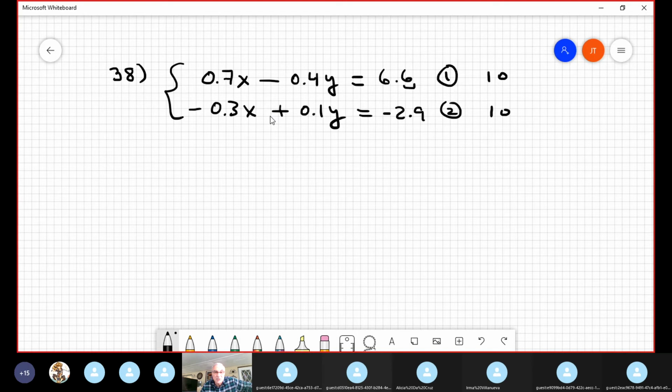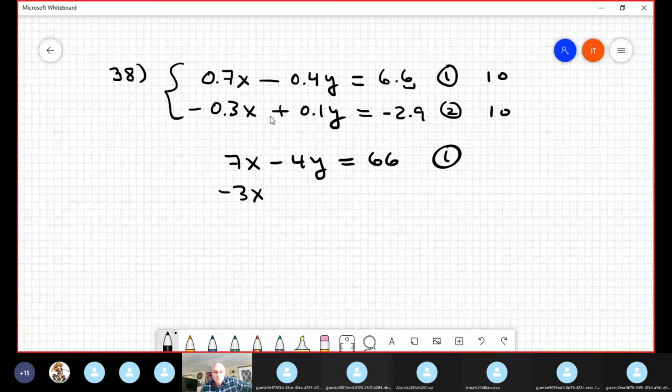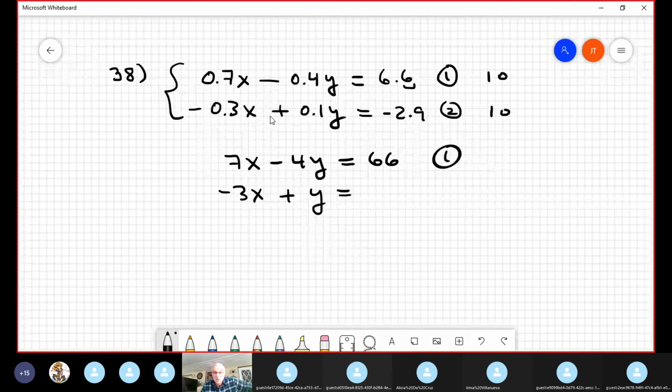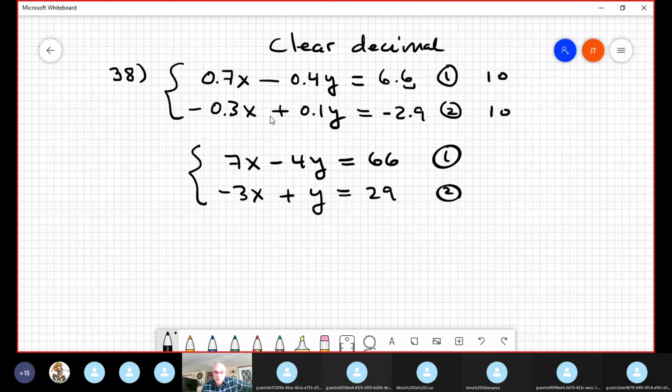And 10 has 1 zero, so 7x minus 4y equals 66. And this is my new equation 1. And minus 3x plus y, because 0.1 times 10 is 1, equal 29. And this is my equation 2. And this is my new system without decimal. Okay, entonces, clear decimal always. Multiplication by a number ending in 0: 10, 100, or 1,000, or 10,000, or 1 million. Entonces, we focus on the new system.